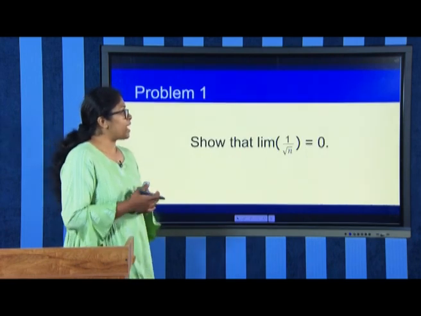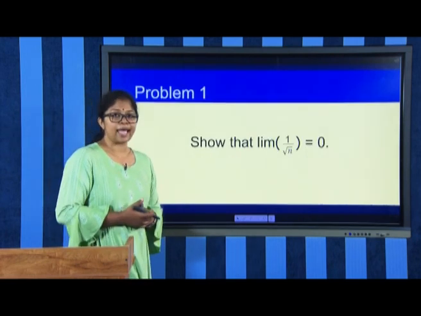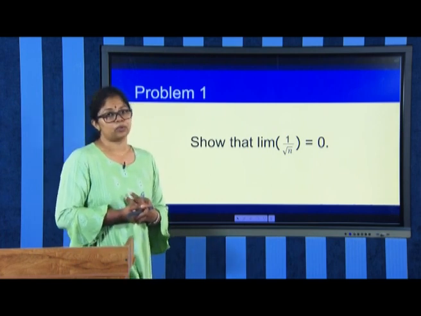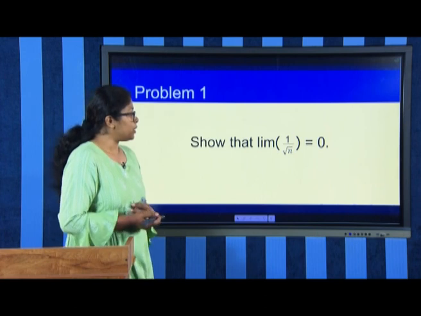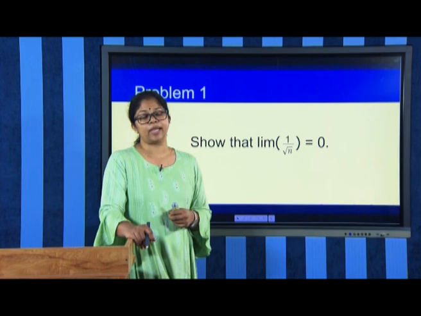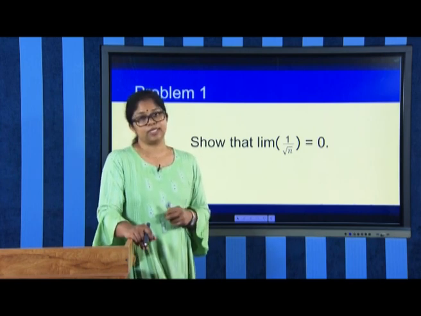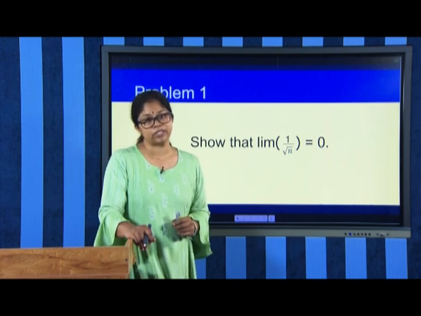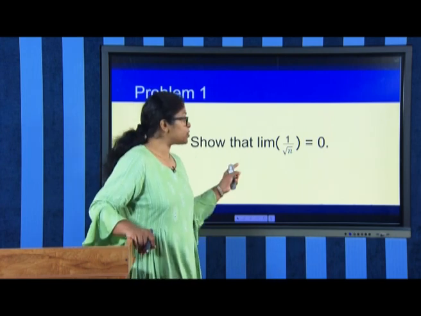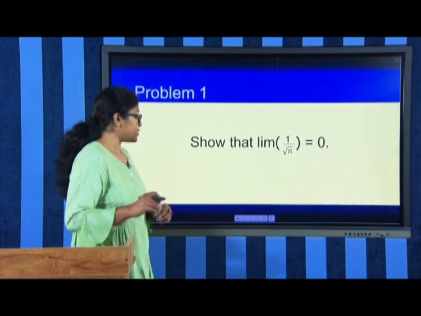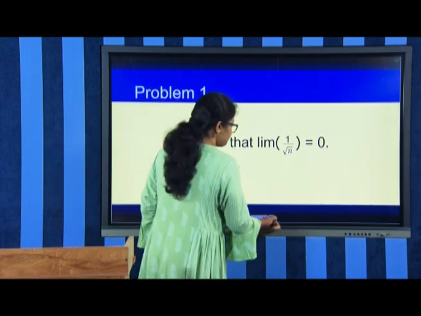Next we have a problem. Show that the limit of 1 by square root of n equals 0. We have seen such questions in the previous session as well, to find the limit of a sequence, but here we are going to use the monotone convergence theorem to show that the limit of this sequence 1 by root n is equal to 0. Let us see how we can proceed.